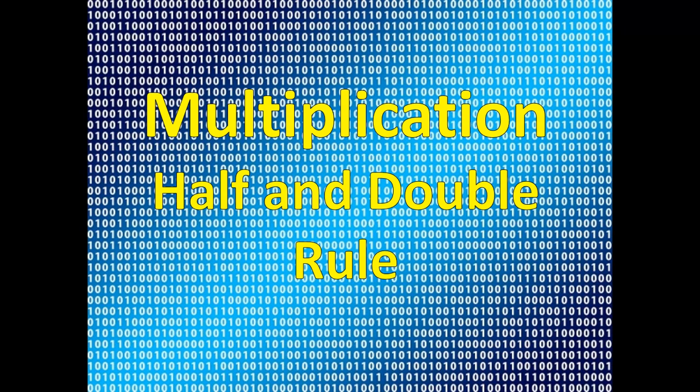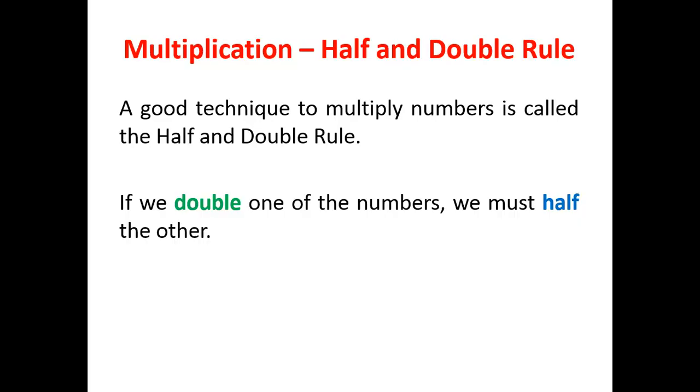Alright, here we are back again, still talking multiplication strategies, and in this video we're going to talk about a strategy which I hope you've seen before called the half and double rule. A good technique to multiply numbers is called the half and double rule. Not always useful, not always the best technique to use, but basically if we double one of the numbers we must halve the other.